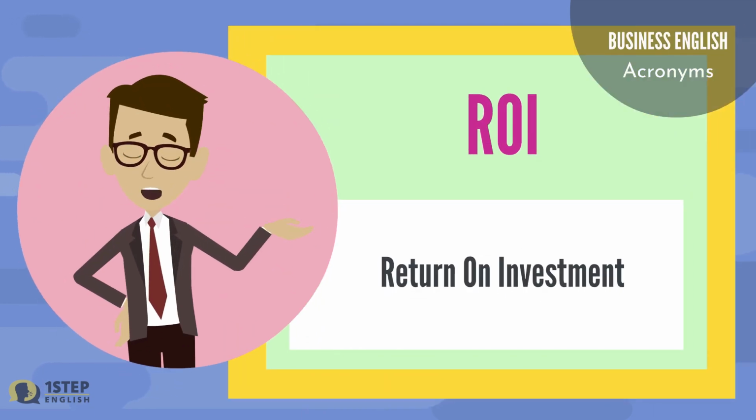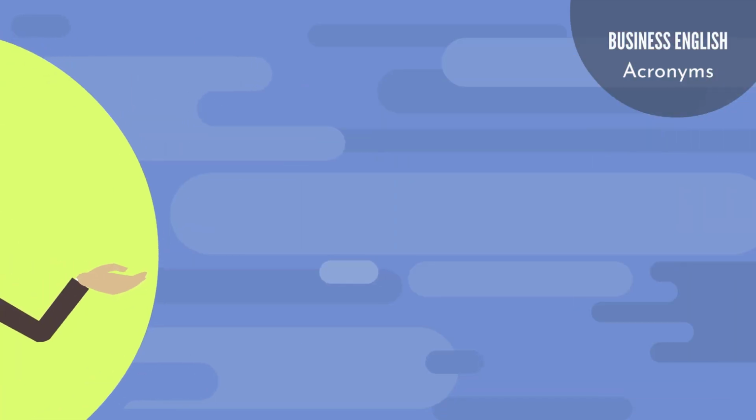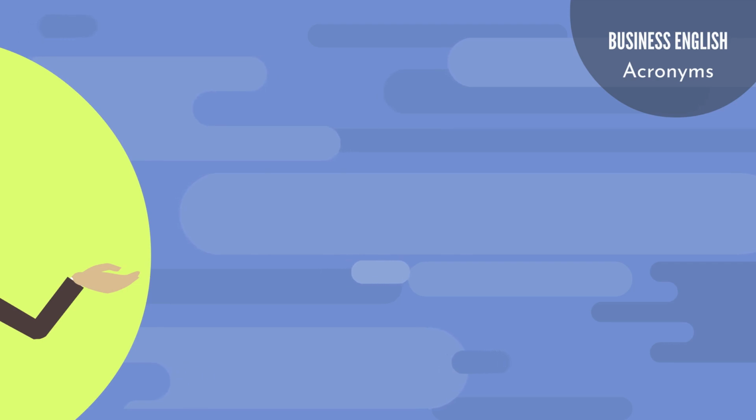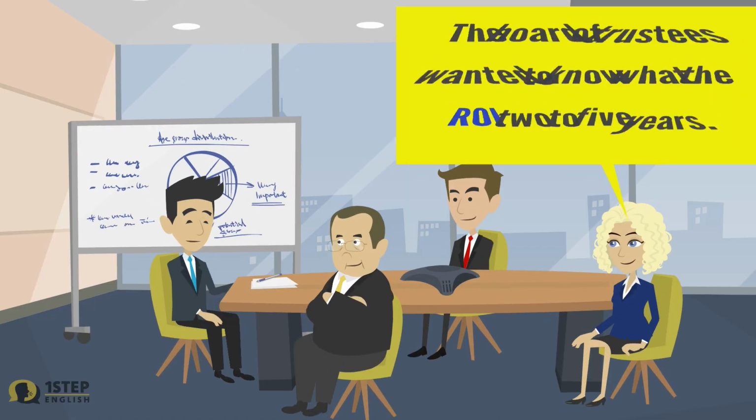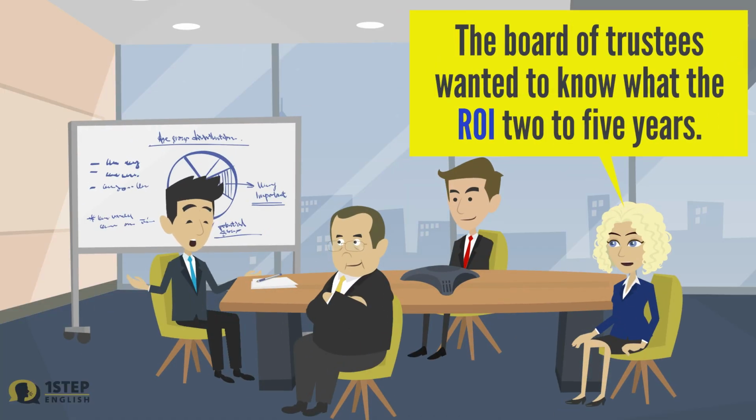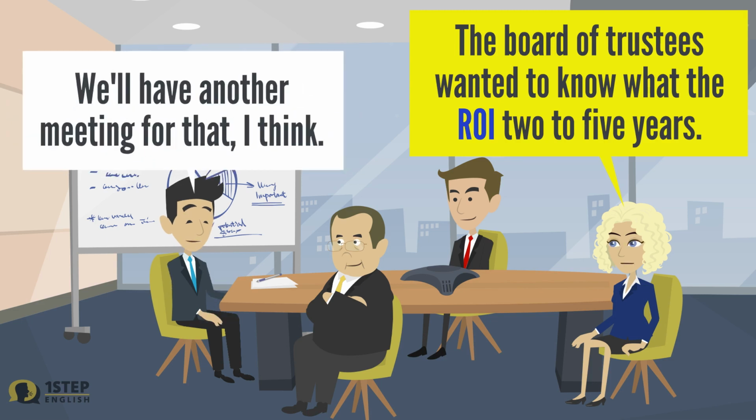ROI. Return on investment. It is a performance measure used to evaluate the efficiency of an investment, or compare the efficiency of a number of different investments. Here's an example. The Board of Trustees wanted to know what the ROI is for 2 to 5 years. We'll have another meeting for that, I think.